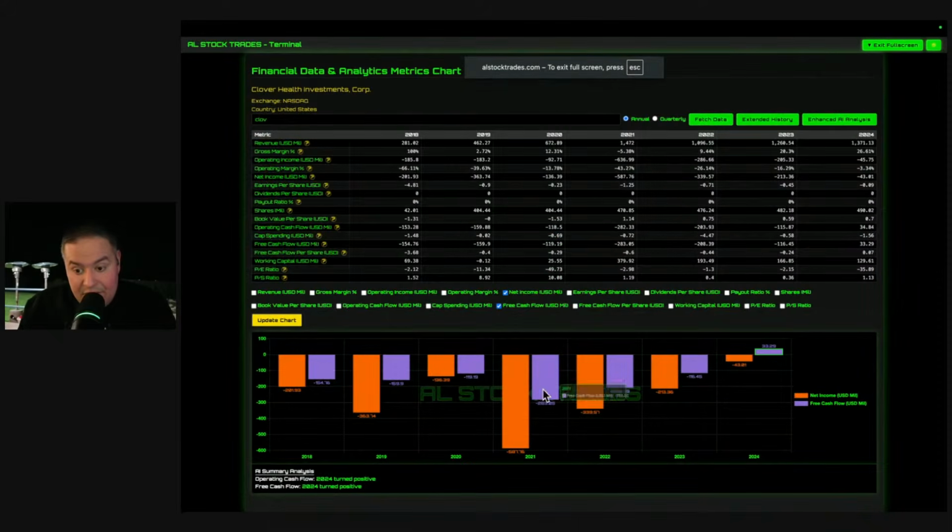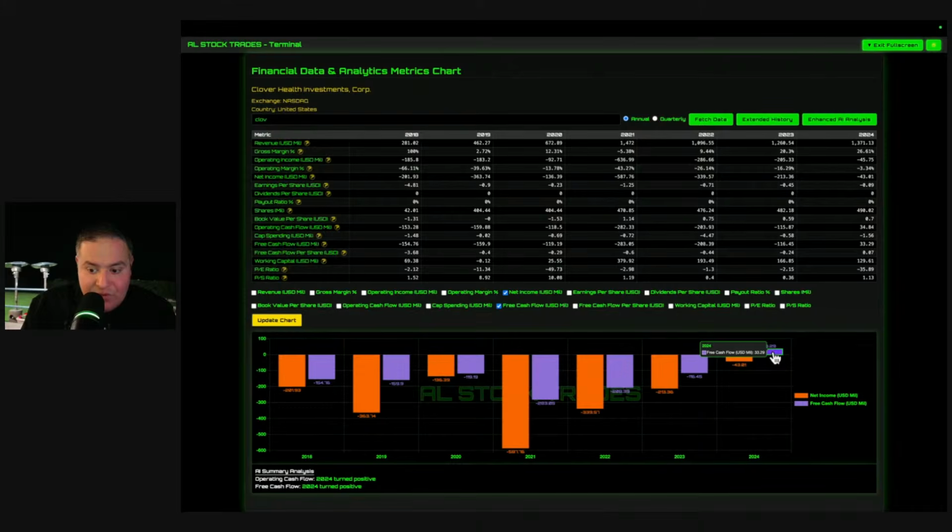Well, I think it's very clear by looking at this bar graph. The red line is net income and the purple line is free cash flow. And you can see it's becoming less negative every year. In fact, it became free cash flow positive for the first time ever last year.